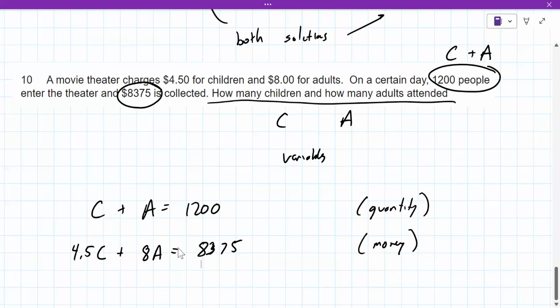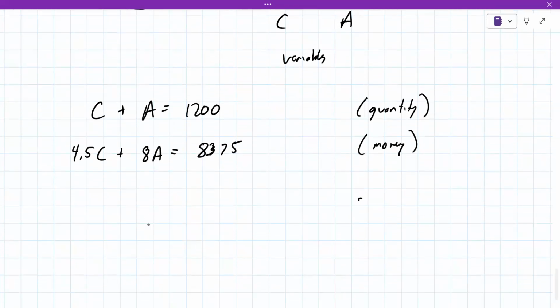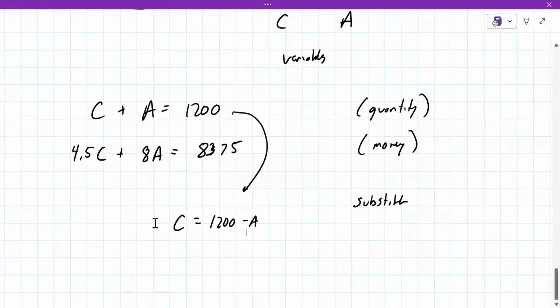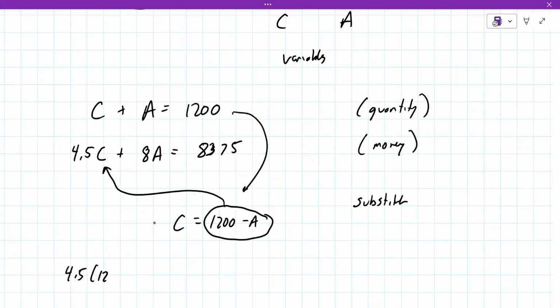This is how many children, this is how many adults. We have to figure that out, so we're going to use substitution. We look at that first equation and solve it for C. C equals 1,200 minus A. Then you take all of that and put it back in for C. So we have 4.5 times (1,200 minus A) plus 8A equals 8,375.